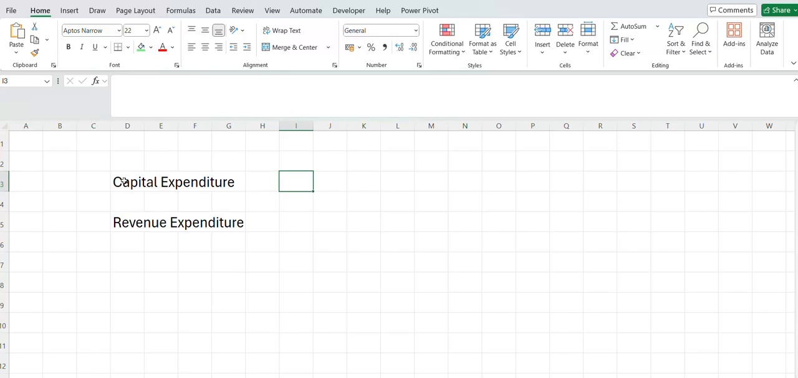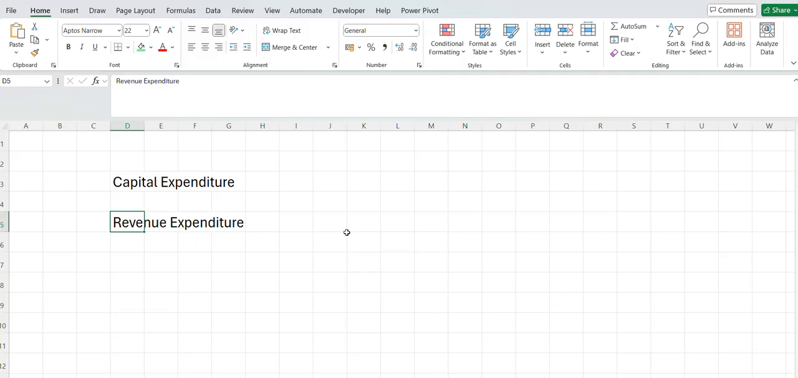Let's talk about this distinction between the capital expenditure and the revenue expenditure. Before you build the financials, that is the income statement, the balance sheet or statement of financial position, you need to know the difference between capital expenditure and the revenue expenditure. Okay, what is the revenue expenditure? Revenue expenditure is the cost of meeting the day-to-day needs of the business.